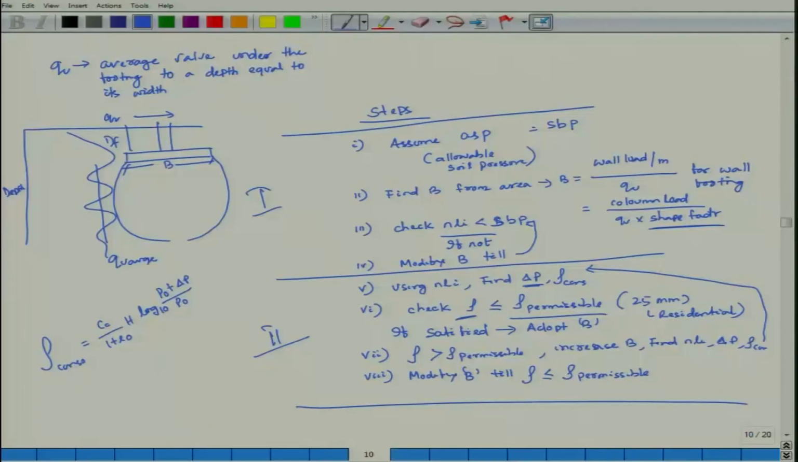If the calculated settlement is greater than the permissible settlement, then increase B, find the net load intensity, find delta P, find your rho consolidation, and it will go back to the original position. So modify B till you get rho less than or equal to rho permissible. Now come to the next, this is what I explained. Let us start with a design.